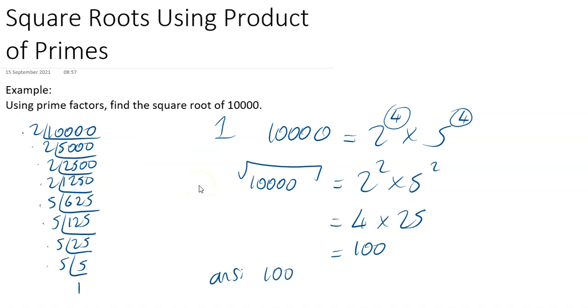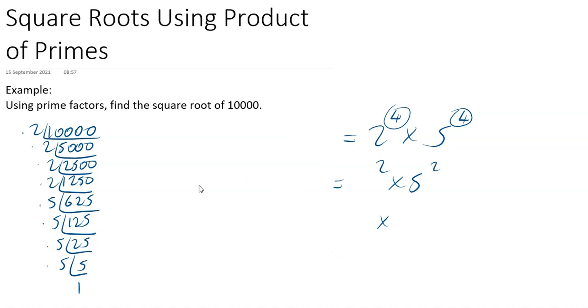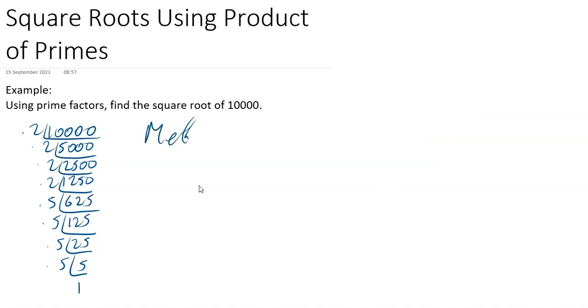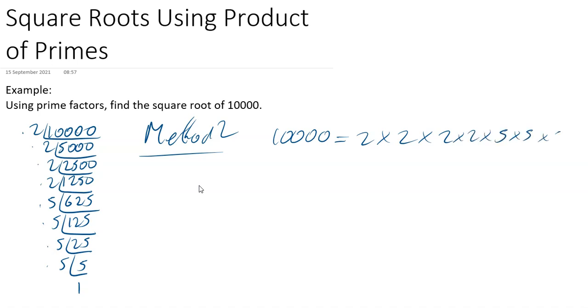We're going to look at another couple of methods. So for method 2, we're going to write out our 10,000 the long way, with all the 2s written out and all the 5s written out. I'm going to write 10,000 is equal to 2 times 2 times 2 times 2, 4 lots of 2, times 5 times 5 times 5 times 5, 4 lots of 5.